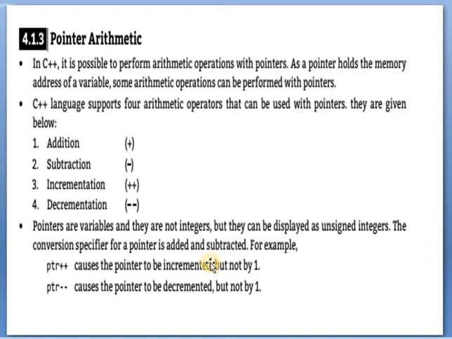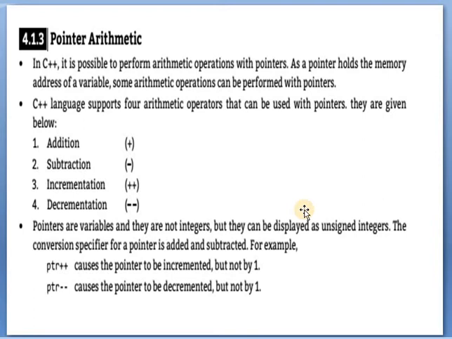For example, ptr++ causes the pointer to be incremented, but not by 1. ptr-- causes the pointer to be decremented, but not by 1. So see here, pointer is a variable. We know that a pointer is a variable, but it is not of any particular data type. It is a variable in which we store the address of a variable. It means we are going to perform this arithmetic operation on that address, not on that value.